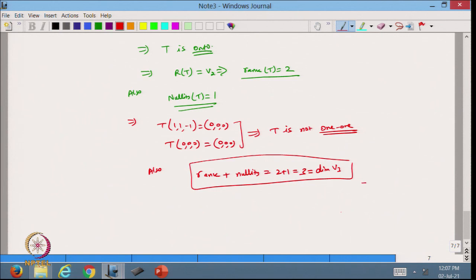So, let me stop here today. In today's lecture we have discussed the range space related to the given transformation and the null space, the kernel of the given transformation T, and then also how we can check whether the given transformation is one-one or onto or not, and we have discussed a few examples based on this.